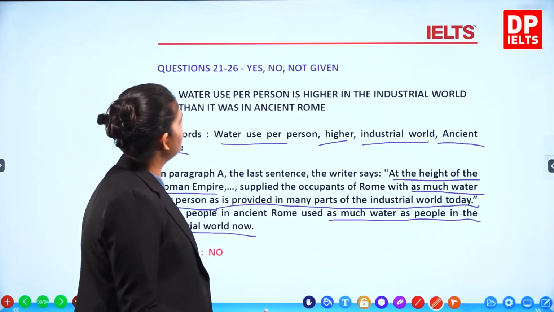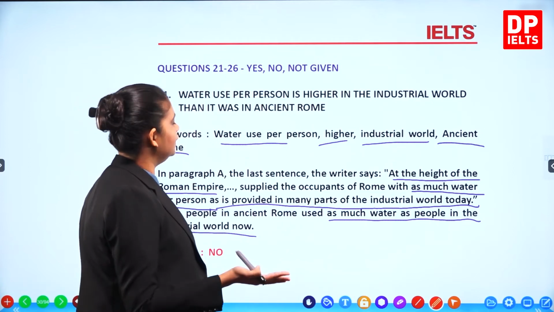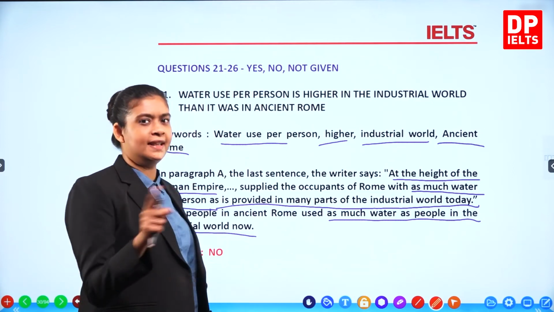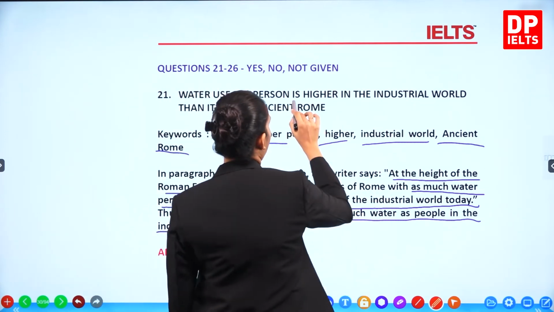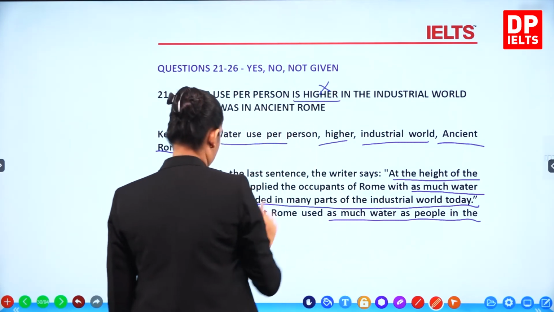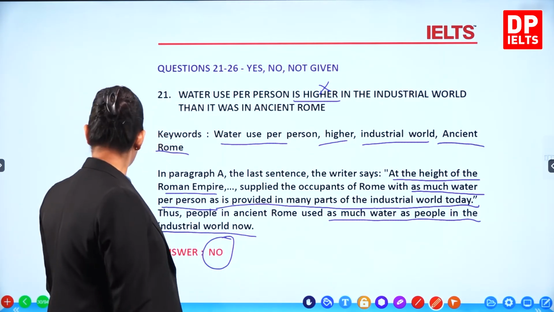So, was water use per person higher in the industrial world? No, it's not higher, it's the same. So, you can underline and show me. Therefore, it's not higher, it's the same. So, the answer is no. Next one.